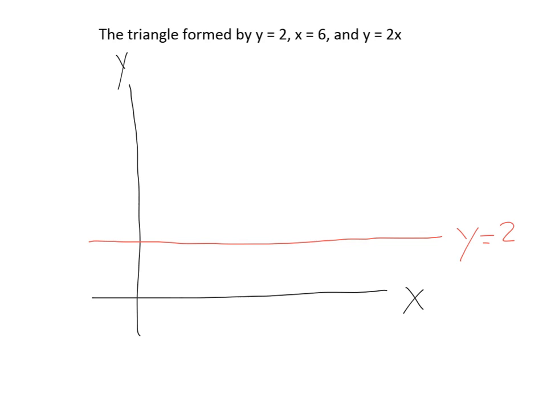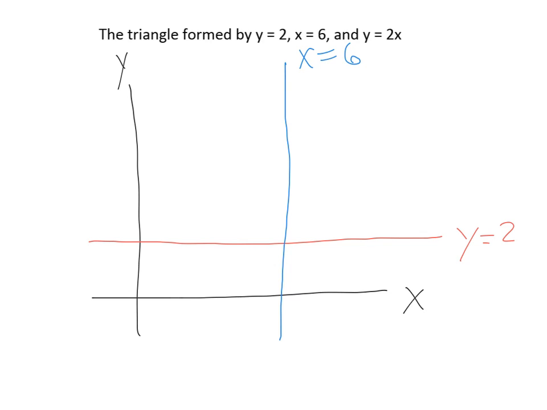Okay, our next line is x equals 6. So x is moving left or right, and so now we're going to be looking at all the points where x would be 6. So that's going to be something that's running up and down. So maybe something like this. Okay, so this would be the equation x equals 6.